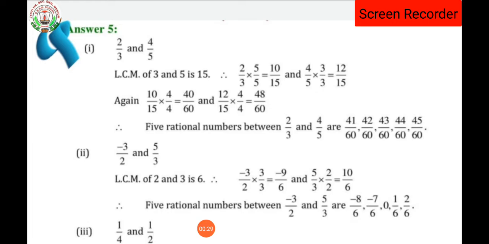Hope you understood questions number 1 to 4, because similar to question number 4 we are going to see questions number 5, 6 and 7. It is similar, no difference will be there. Okay, now let's start the question.